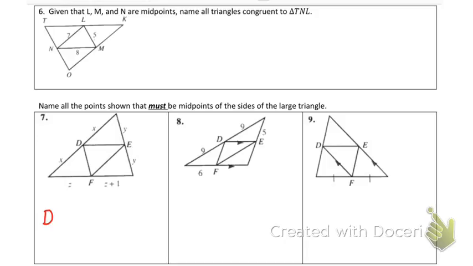Okay. E is going to be a midpoint because Y is congruent to Y. And EF is not going to be a midpoint because this is Z, and this is Z plus 1. So it'd be kind of like 2, 2 plus 1, so it'd be 3 and 2. Because these aren't congruent, that's not a midpoint. Oh, I overthought that. Okay.